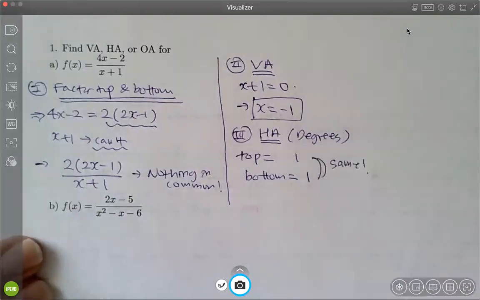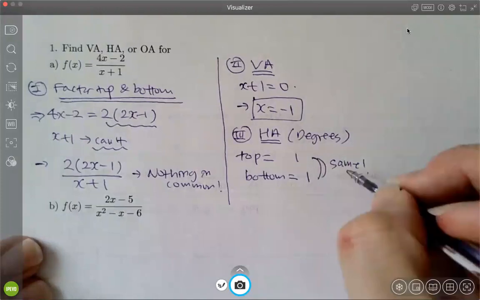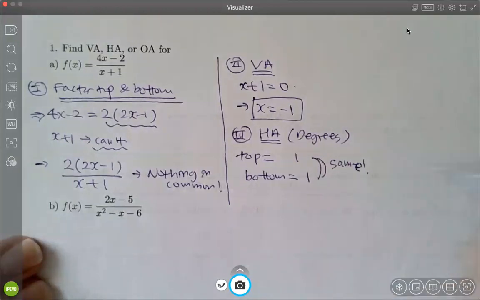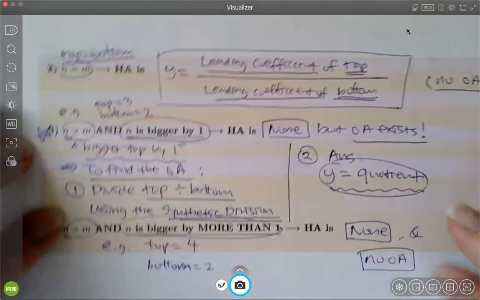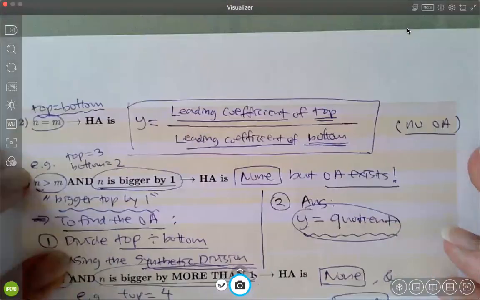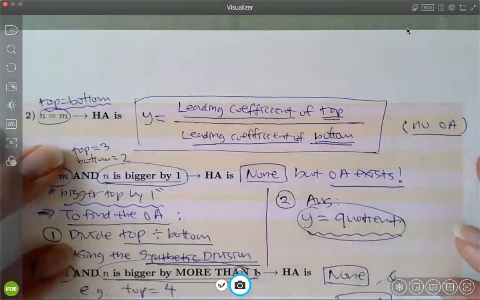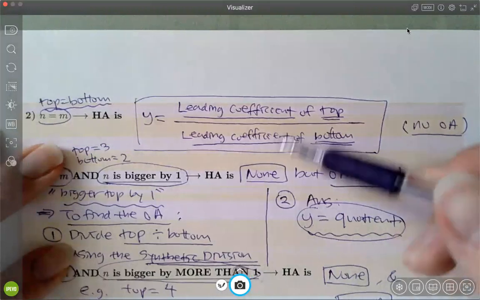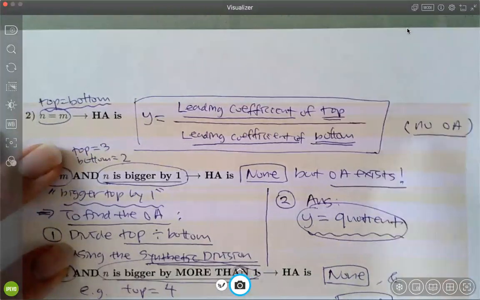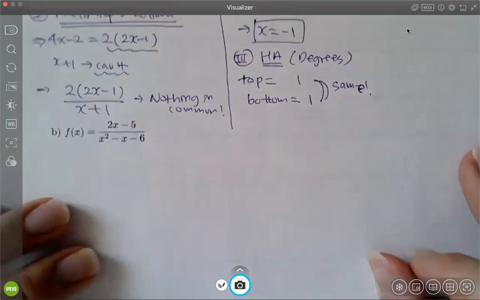So that means we have to look at what case? Case number 2, top degree is equal to the bottom degree. So what do we now have to find? The leading coefficients for top and bottom. Okay, so now what is the leading coefficient of the top?